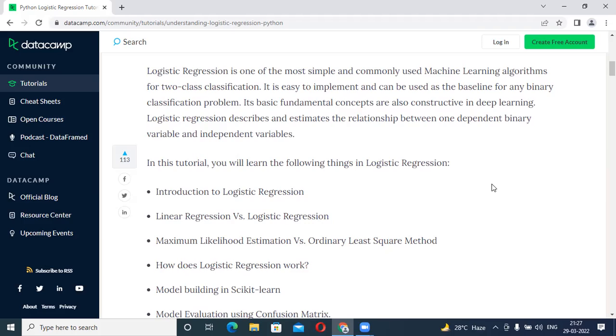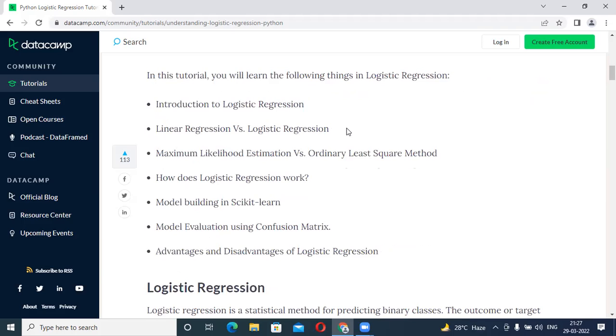Now, in this tutorial, what is the introduction part? The introduction to logistic regression, and linear regression versus logistic regression. That means I am talking about the comparison of linear regression versus logistic regression, that is, comparing a continuous function with a discrete function. As we know, linear regression deals with the continuous function, but logistic regression deals with the discrete function. And we are comparing how the continuous function can be compared with the discrete function.